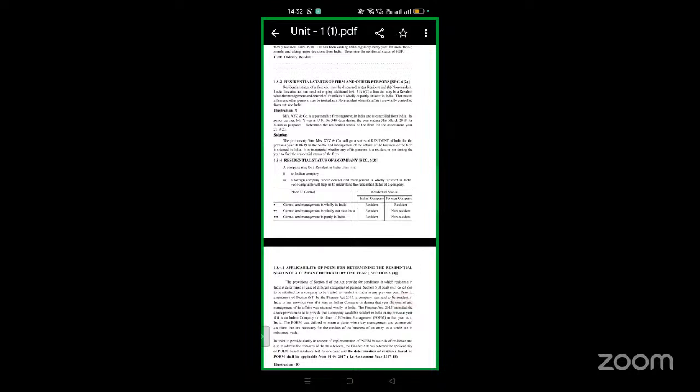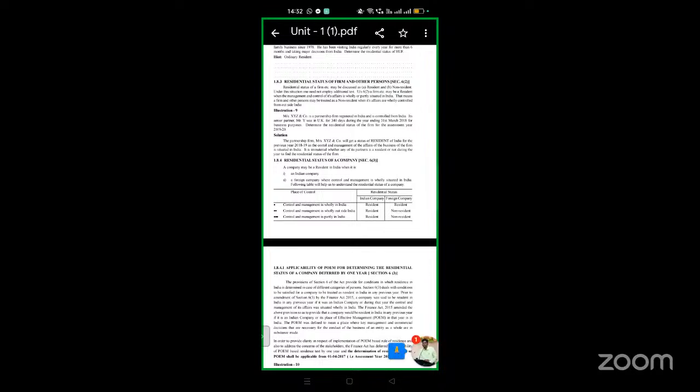Next is residential status of a firm and other persons. Here, the residential status of a firm may be discussed as resident and non-resident. Under this, there is no need to employ any additional test; that does not require it. Only the control, whether the control is in India wholly or partially or both together, then it will be considered as a residential status for any company.